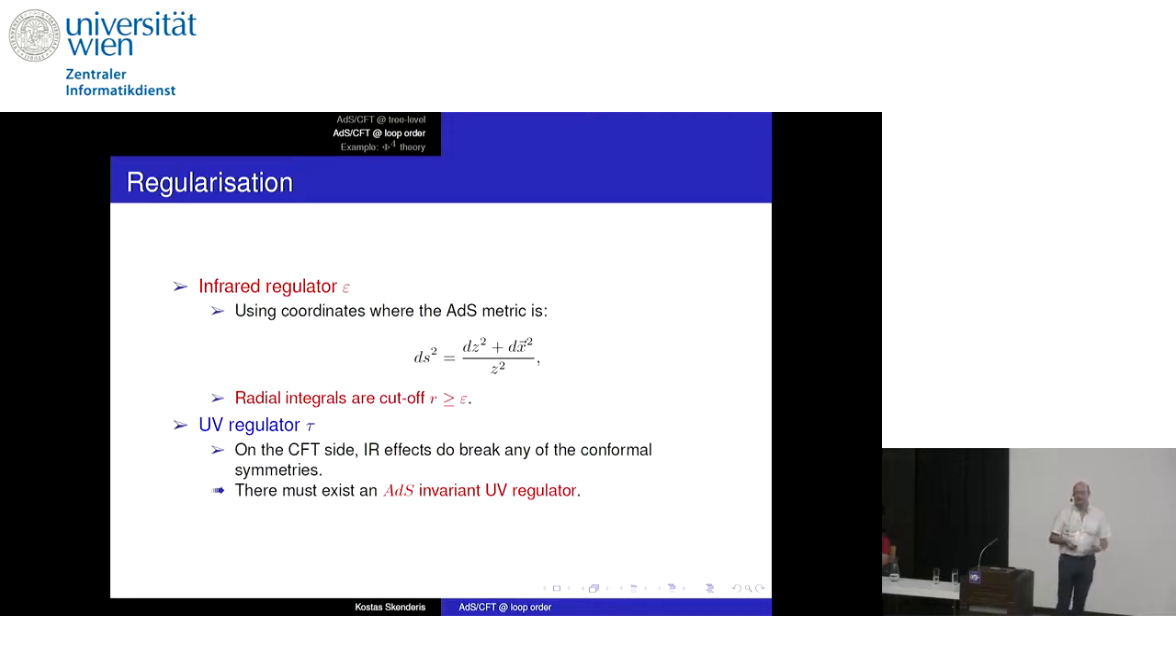So now I'm going to start unpacking it a little bit. So what are the regulators? Well, the infrared regulator is the usual one we already used at tree level. So if I write AdS in these coordinates, I will cut off the radial integrals at some point epsilon. Now, what about the UV regulator? Now, again, thinking about AdS CFT, we know on the CFT side that infrared issues do not further break conformal invariance. So this means there must exist an AdS invariant UV regulator. So our first task is to find that regulator.